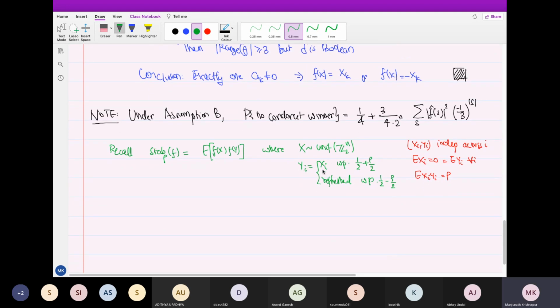So in that case, what will be the expectation of xi yi? Under this, it is going to be, when I say with probability, it means you make a coin toss independent of everything else to decide this. So this will be 1 in this event. Also, with probability half, it will be the same. So it will be half of.